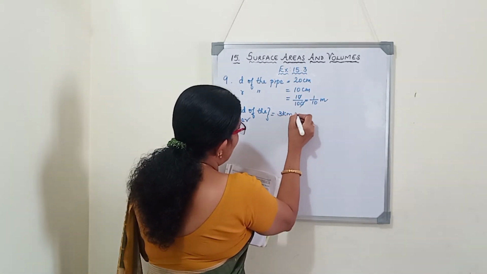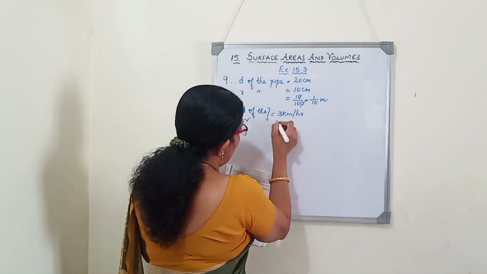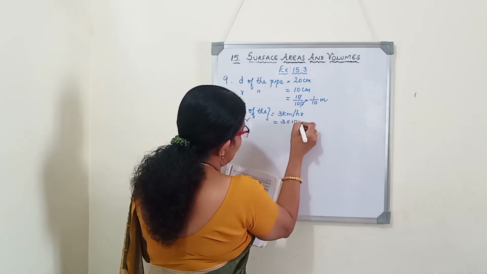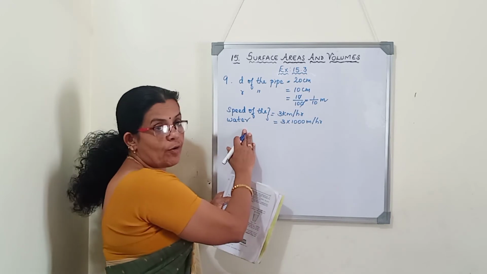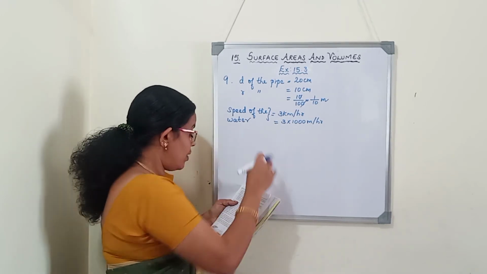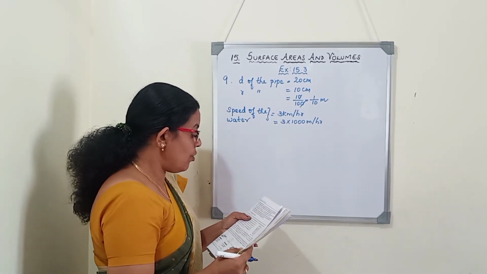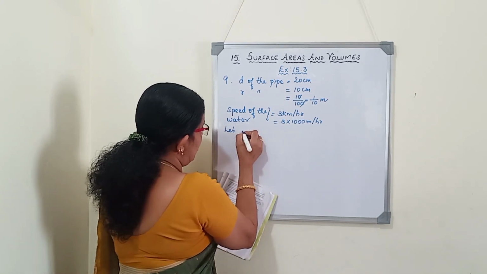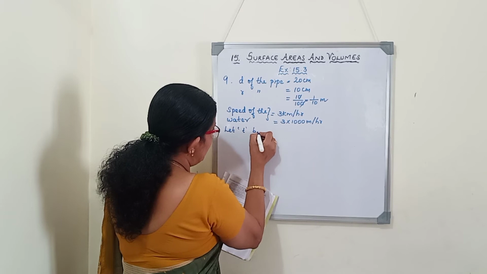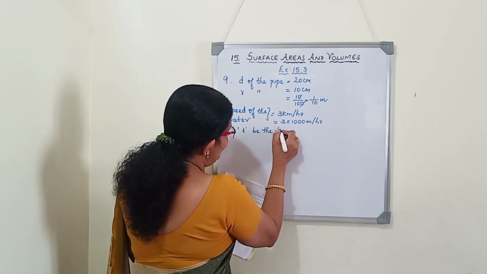This kilometer we will convert into meter. So here 3 into 1000. So meter per hour we will get. So this is the speed of the water. Now the question is how much time it will take to fill the tank. So let T be the time taken. We will write, let T be the time taken to fill the tank.